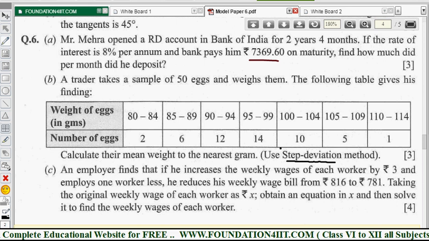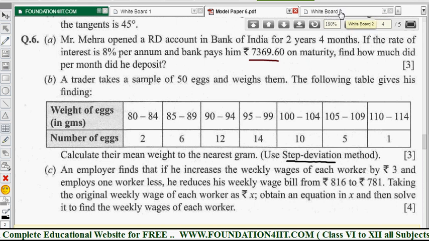So we need 5 columns, and the classes are given in inclusive form, 80 to 84 and 85 to 89. The upper limit and the next lower limit are not the same, so the class boundaries are not continuous. We need to convert to exclusive class intervals. Then we take the frequency using the step deviation method. We need 5 columns.